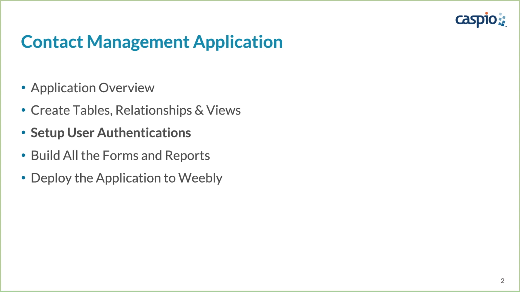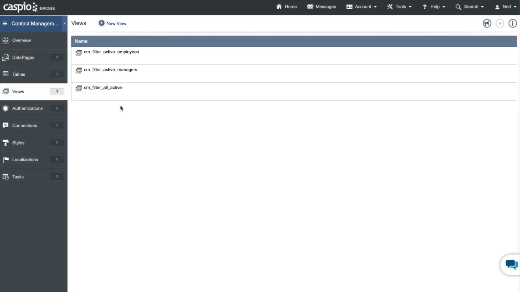Let's have a look. If you've seen part 2 of this video guide, which is the previous video, you'd have learned how to set up all of your tables, relationships, and the views to filter out each of the user roles. Now let's learn how to build a login screen to allow our employees to log in using some kind of an email and password combination before they can view any of the functionality.